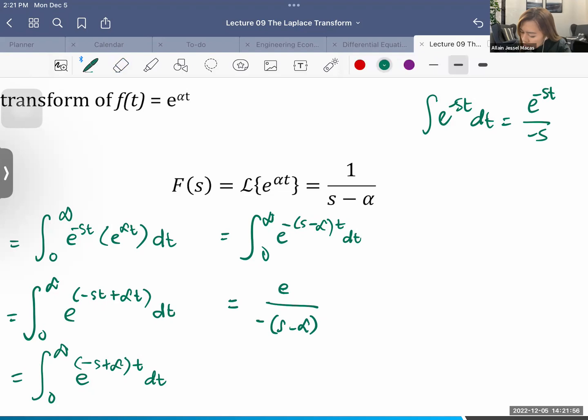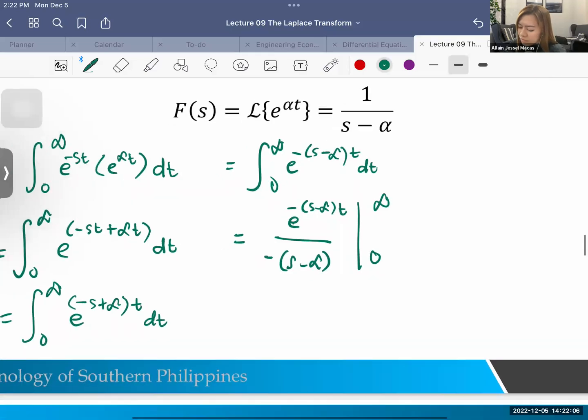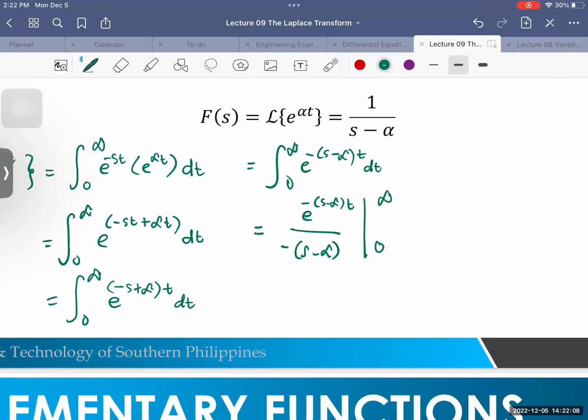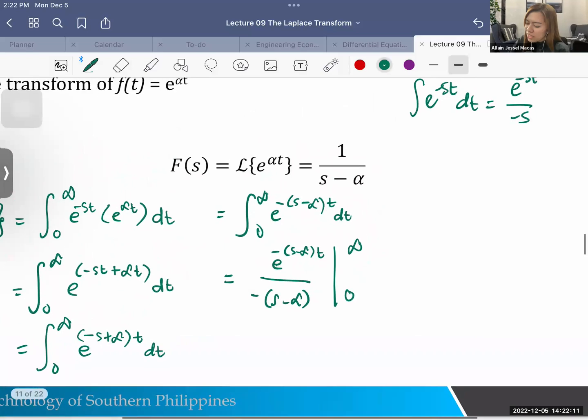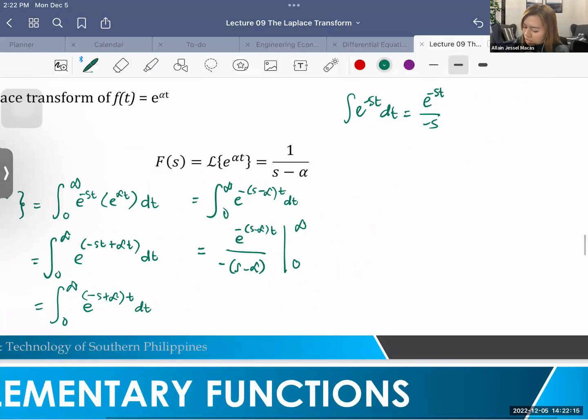Okay. So natay e to the, copy lang nimong e, di ba? Sakto? From 0 to infinity. Substitute dayon. So pareha lagi ni siya kaganina class, di ba? Pareha lagi siya. So that is diri na lang.